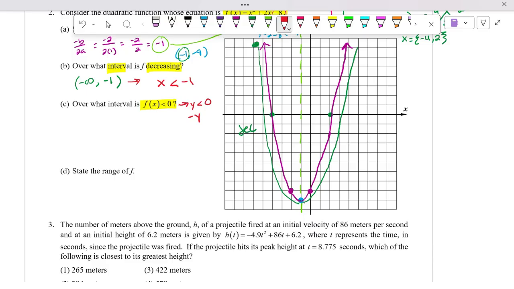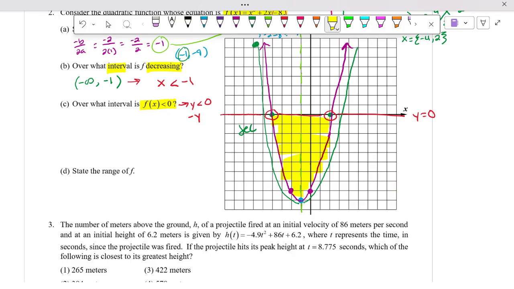So what do you think my point of reference will be? To write these intervals, what key feature on the graph do you think my points of reference will be? We talked about this, the x-intercepts. So the x-intercepts are your points of reference because the x-axis is where y is equal to 0. All right, so you're looking for where it's less than 0. So are you talking about above or below the x-axis? Below. So we're talking about right here.